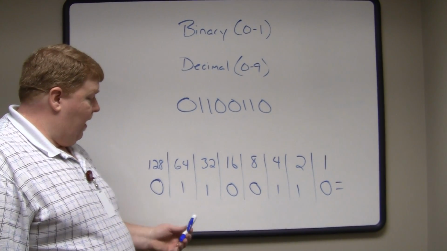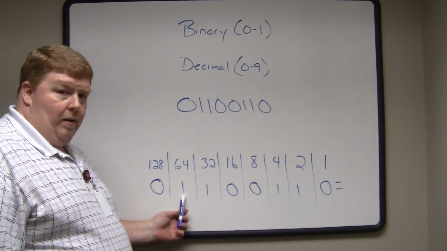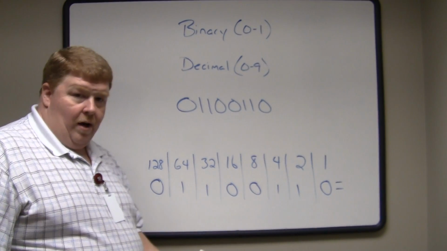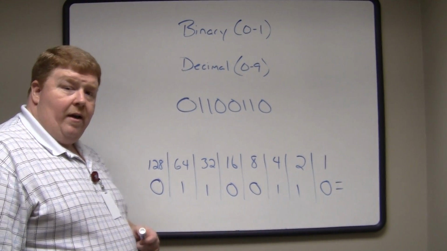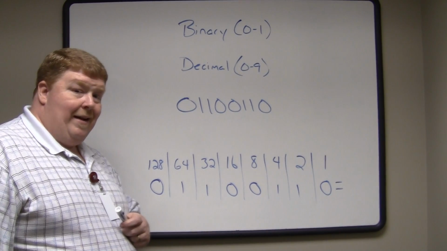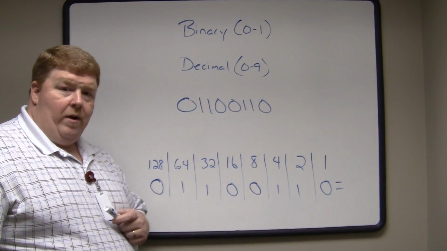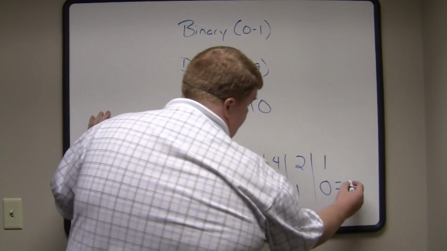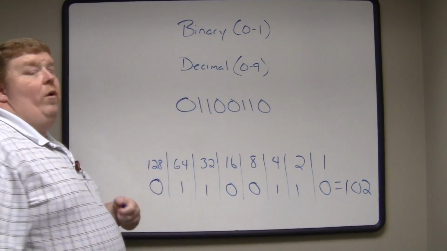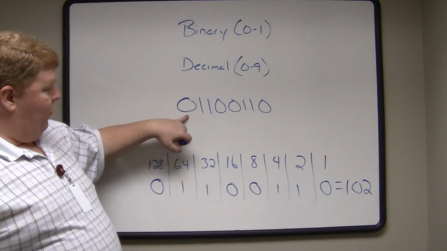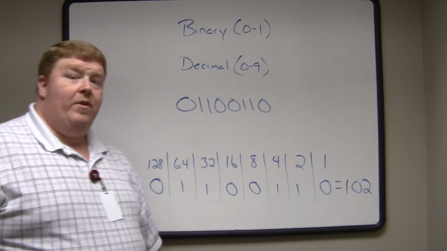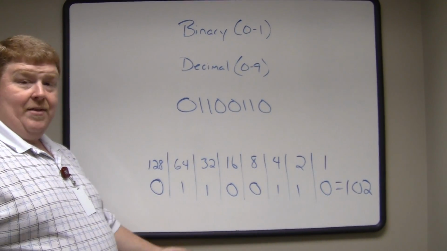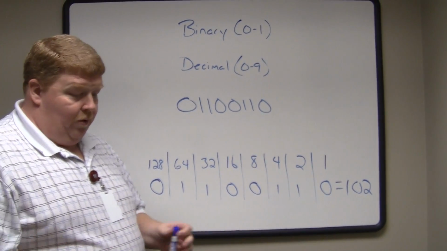So in this case, as you see here, we have a 1 in the 64 column, a 1 in the 32 column, a 1 in the 4 column, and a 1 in the 2 column. So we're going to add those 4 numbers together. 64 plus 32 would be 96, plus 4 would be 100, plus 2 would be 102. So the decimal equivalent is 102. This number and this number are the exact same thing. One is in the binary numbering system, one is in the decimal numbering system. That's all you have to do to convert a binary number.